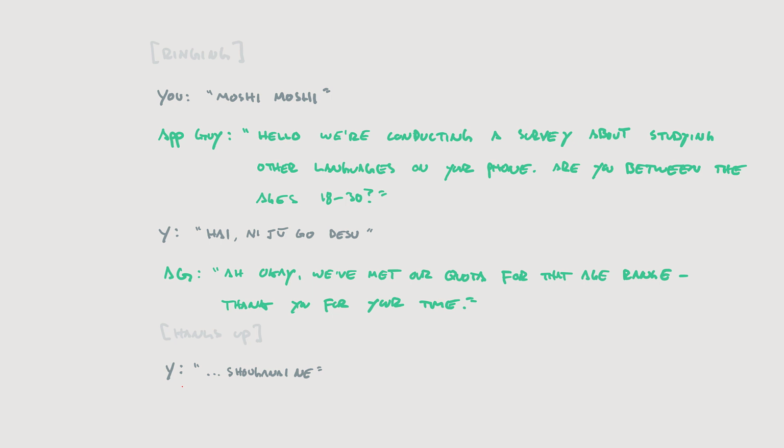So this might have happened to you before. Someone calls you and says, "Hello, we're conducting a survey about studying other languages on your phone. Are you between the ages of 18 and 30?" And you say, "Yeah, I'm 25." And they say, "Okay, well, we've met our quota for that age range. Thank you for your time." And then they'll hang up on you because they've met their quota for that. They're looking for people outside of that range.